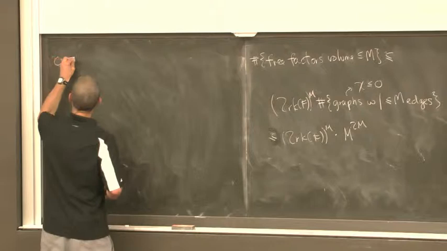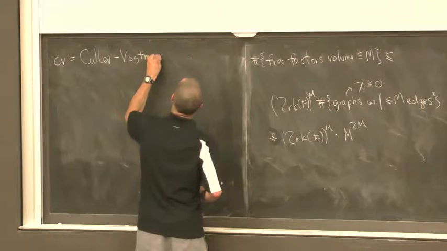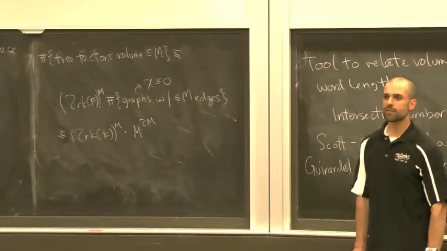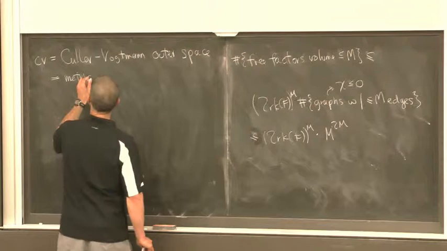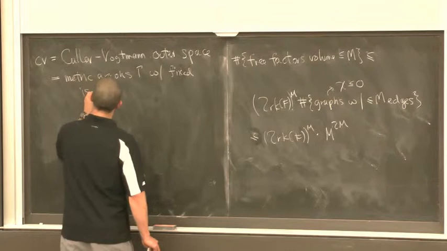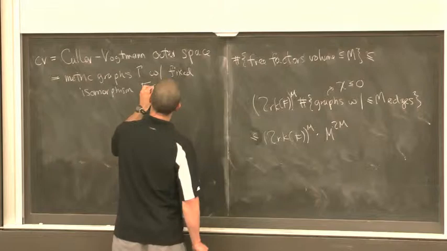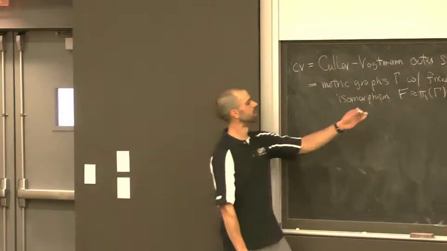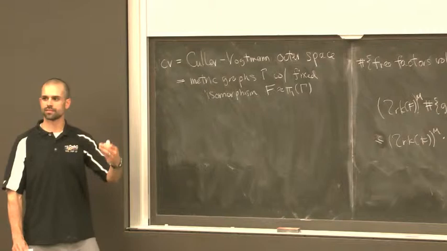So CV, this is the Culler-Vogtmann outer space. One way to think about this is metric graphs gamma with a fixed isomorphism between the free group and their fundamental group. The way that I'm really going to be thinking about it in this talk is, I can take the universal cover of this graph and I get a tree, and so this gives me an action of F on a simplicial tree. And that's really how I'll be thinking about outer space for this talk.